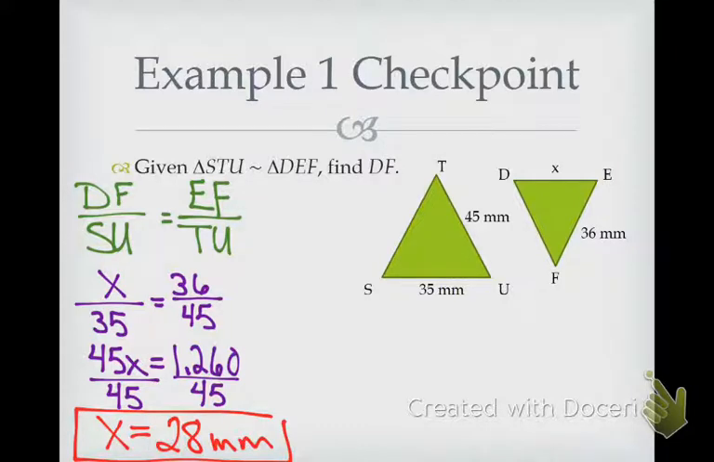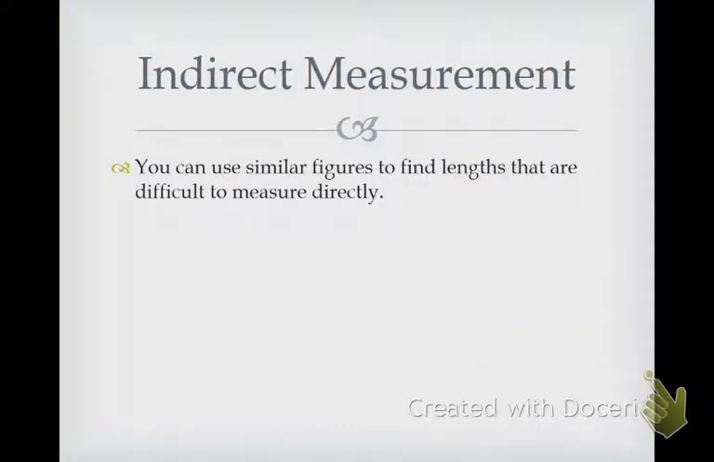Okay, so in example 2, we're going to use something called indirect measurement. You can use similar figures to find lengths that are difficult to measure directly. Let's say one figure you can measure with a tape measure, and you know that some really, really large figure that is difficult to measure is similar, then you can use their ratios to figure out the length without actually having to measure it. That's why we call it indirect measurement.